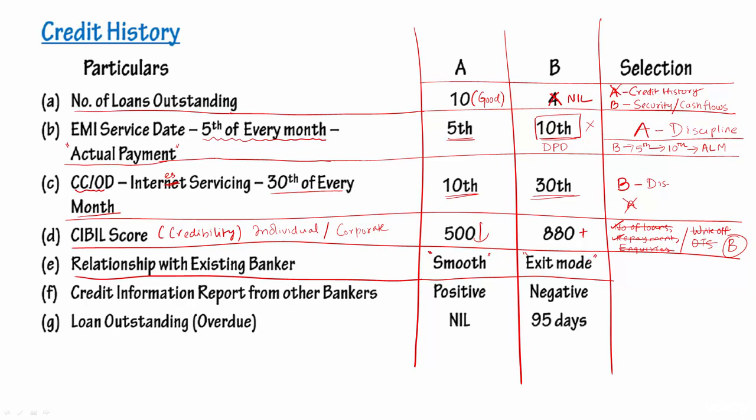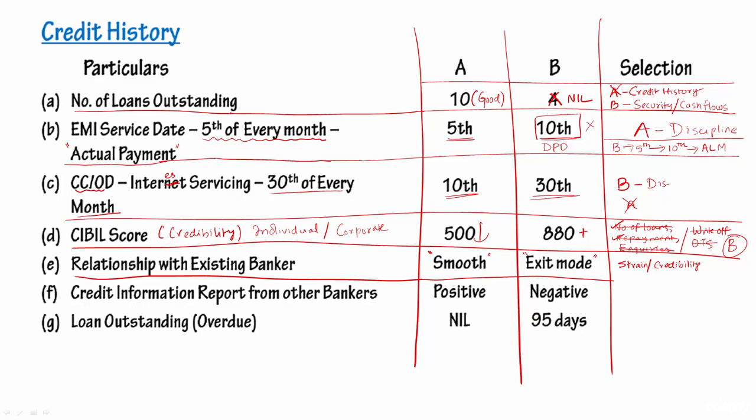Here Mr. A has a smooth relationship, whereas for Mr. B, the existing banker is in exit mode. They want to get rid of B. It indicates there is a strain, or it reflects on his credibility with the existing banker, and that's why they want to get rid of B. And how will the banker get to know about all this? He'll get to know about all this when he interacts with them.